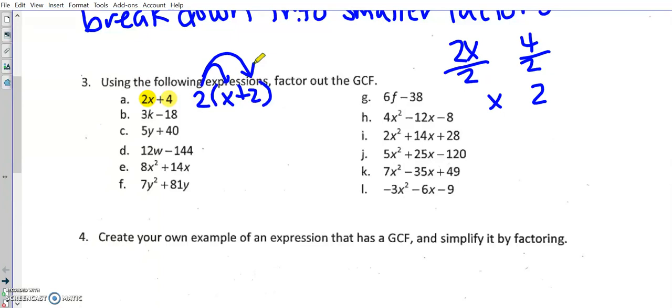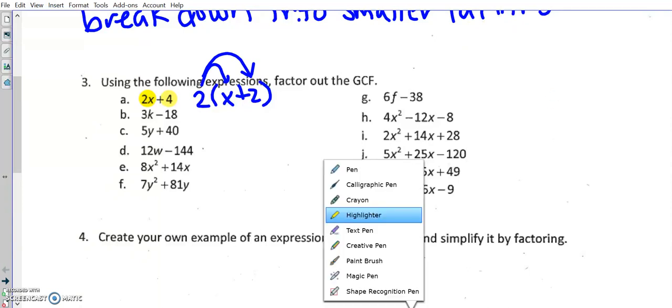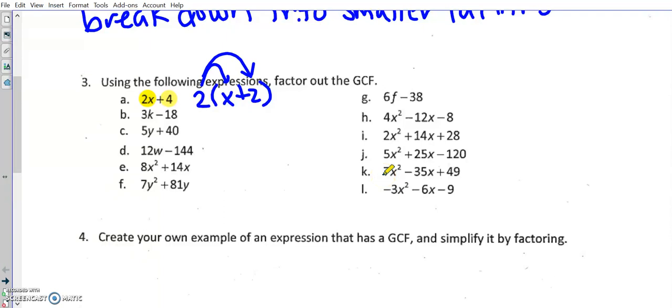Okay? So the next one, now let's go ahead and look at the other one. I'm not going to do all of these, I just want to do a couple so you guys get the gist of it. So 6f minus 38. Okay, this one's a little bit harder.